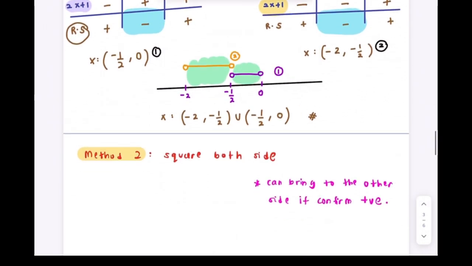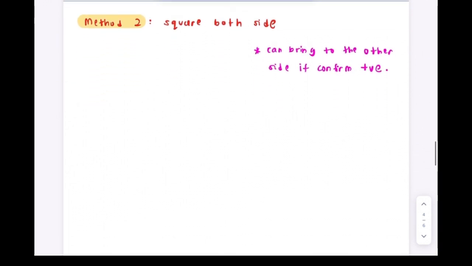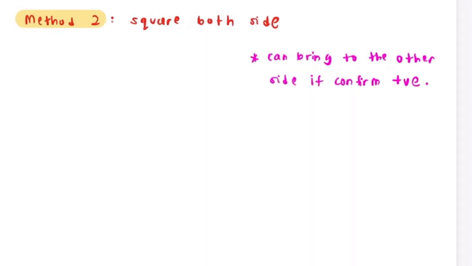Second method, the same question, but we are using the squaring both sides method. So what is the question just now? Madam just rewrite the question. |x - 1| / |2x + 1| > 1. If the question didn't mention to solve using definition method, you can use this method, which is squaring both sides. Why you can use squaring both sides? Remember, squaring both sides is only valid when you confirm the value is positive. Can bring to the other side if confirm positive.